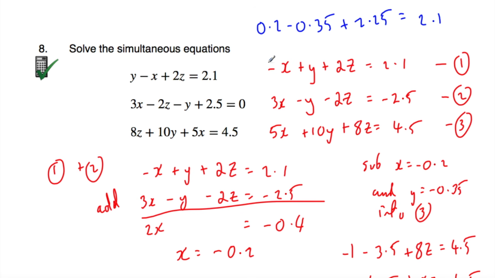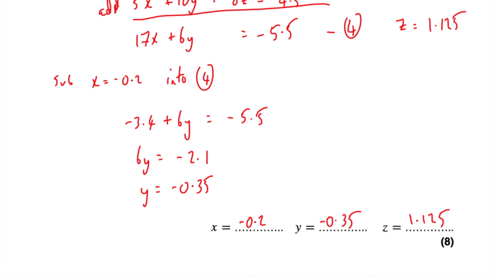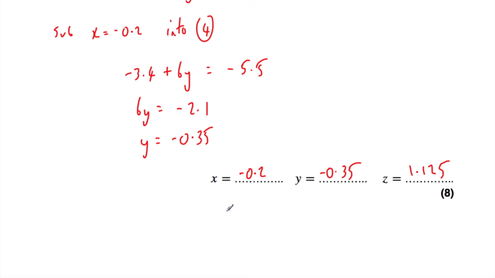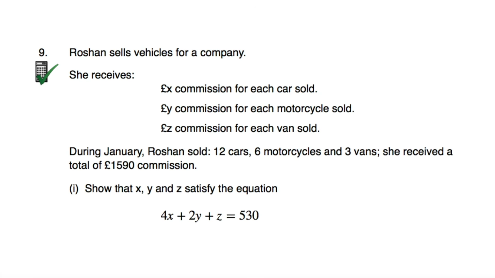So let's see. 0.2 subtract 0.35 plus 2.25 is equal to 2.1. So we get 2.1 equals 2.1. So that's it. We know we're right. And we've solved the simultaneous equations. So x is equal to minus 0.2, y is equal to minus 0.35, and z is equal to 1.125. And that's it. Okay, let's have a look at our next question, question number 9.